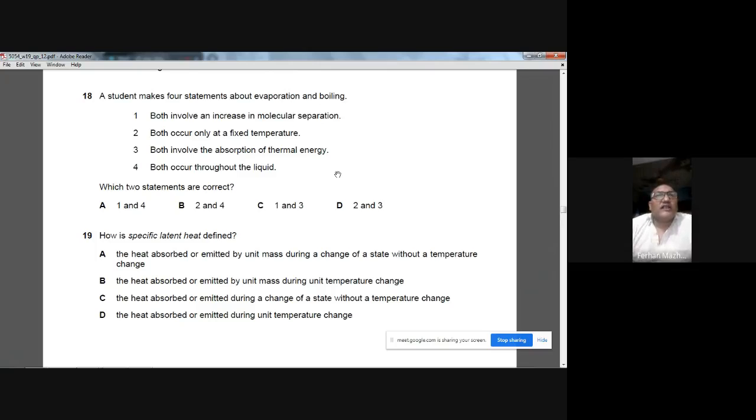Both occur throughout the liquid. The 4th statement, that's totally wrong. So A and B cannot be the choice. And both occur only at fixed temperatures.